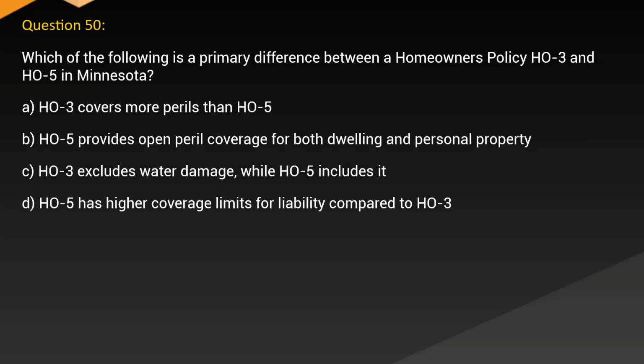Question 50. Which of the following is a primary difference between a homeowner's policy HO3 and HO5 in Minnesota? A. HO3 covers more perils than HO5. B. HO5 provides open peril coverage for both dwelling and personal property. C. HO3 excludes water damage, while HO5 includes it. D. HO5 has higher coverage limits for liability compared to HO3.